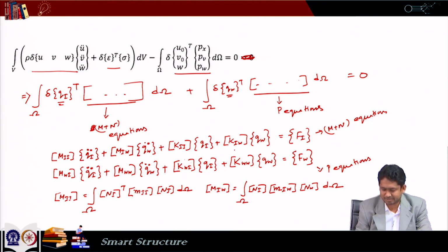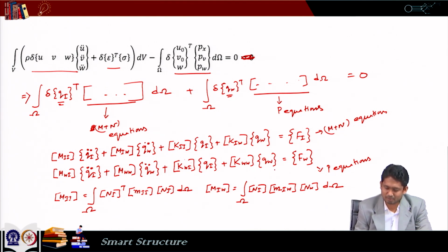So, if our laminate is symmetric and if we know that the applied force is only along the xy direction, we can separately solve MII Qi double dot plus KII Qi is equal to Fi, because there is no coupling between the stiffness in plane and out of plane terms, and the load is purely in plane. So, there is nothing going to be induced in the out of plane direction. In that case, we can solve the decoupled problem.